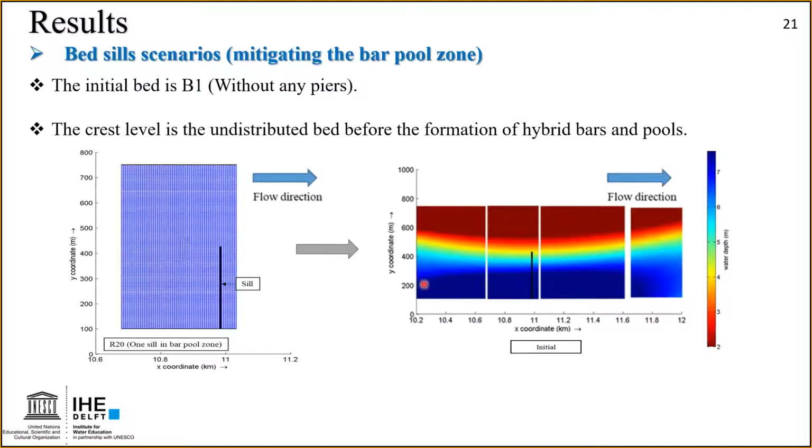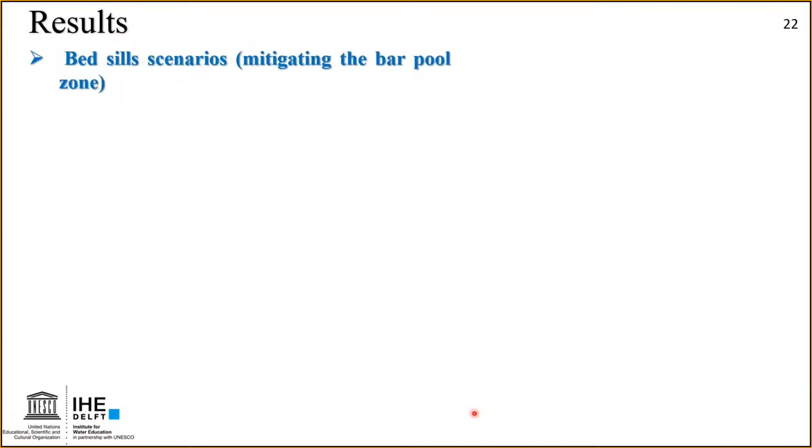Okay, now here's the last scenario we will show. We put a cell to mitigate the bar-pool zone, as we see, to mitigate this cross-sectional variation between the bar and the pool here. For the initial bed, we use the base case P1. The crest level is the undisturbed bed before the formation of hybrid bars and pools.